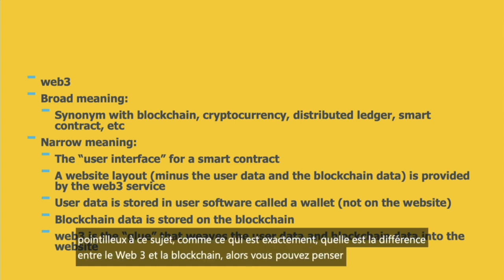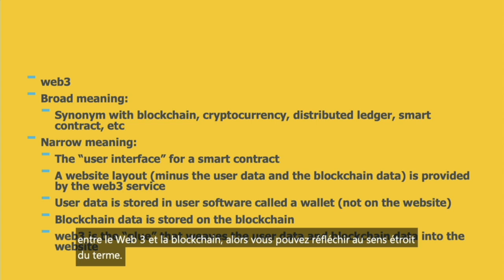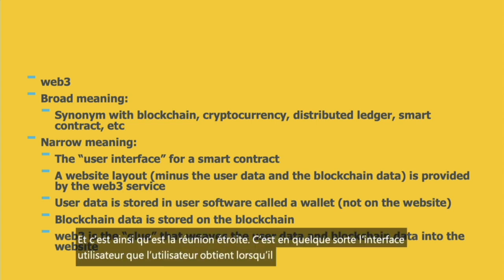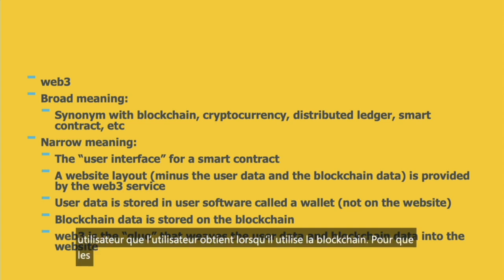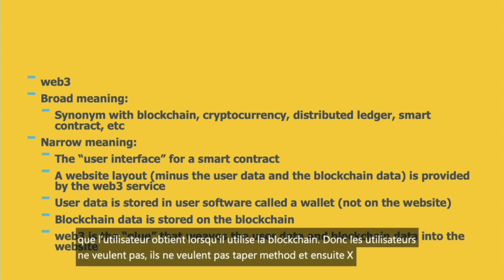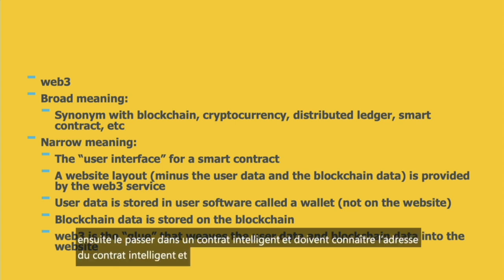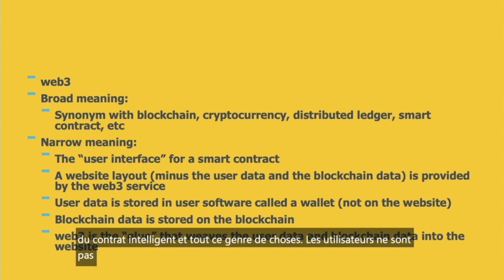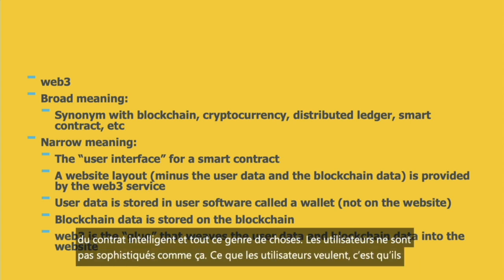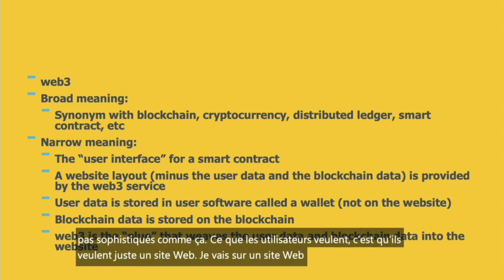And so the narrow meaning is it's kind of the user interface that the user gets when they use the blockchain. So users don't want to type method and then X and then pass it into a smart contract and have to know the address of the smart contract and all that stuff. Users aren't sophisticated like that. What users want is they just want a website. I go to a website and it kind of looks like all the other websites that I use, and I use it, okay?